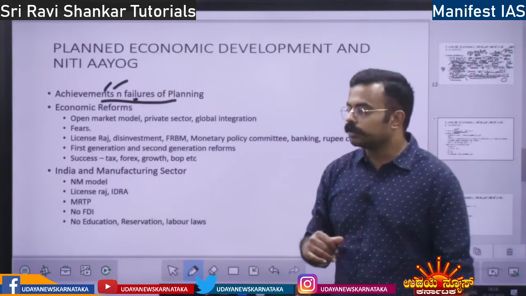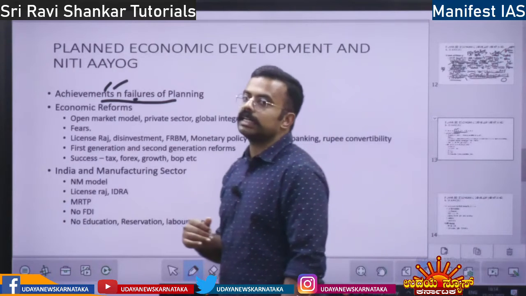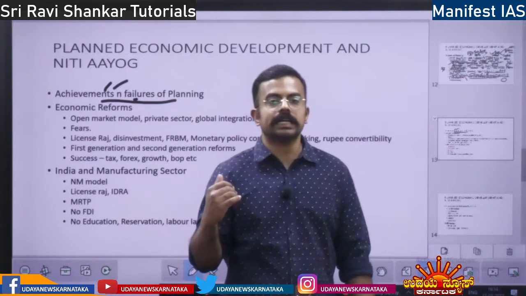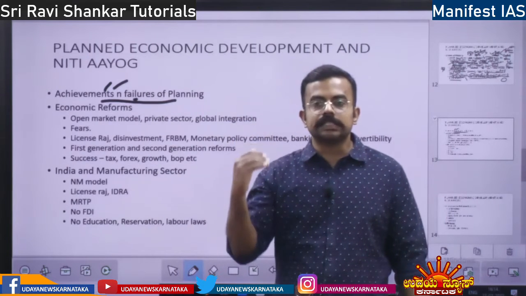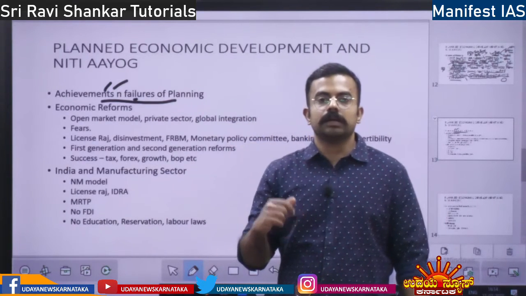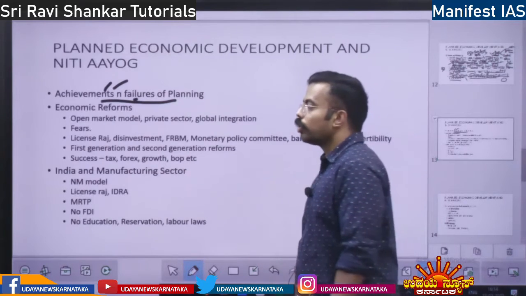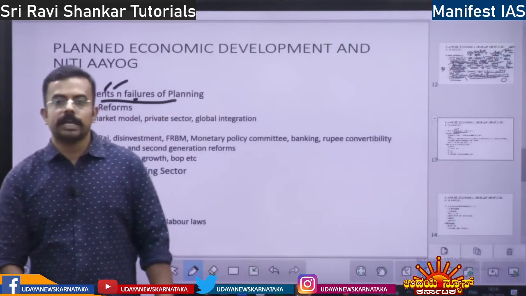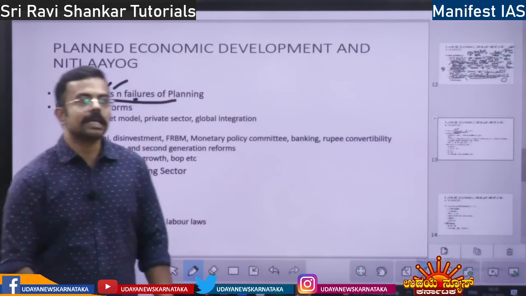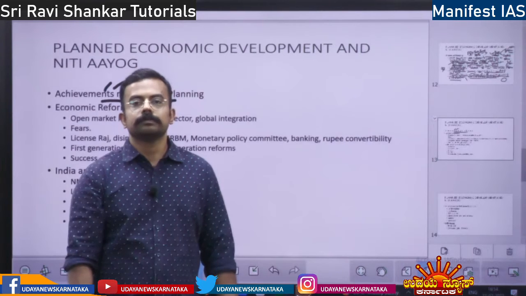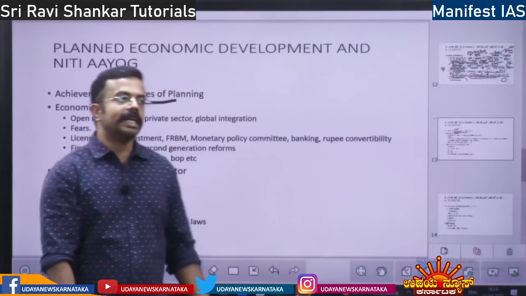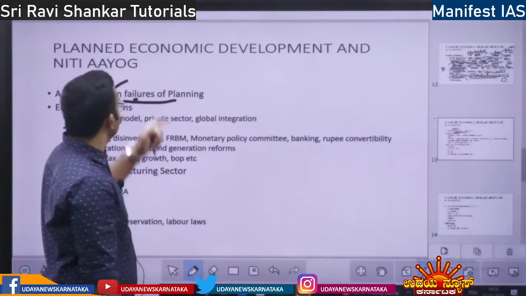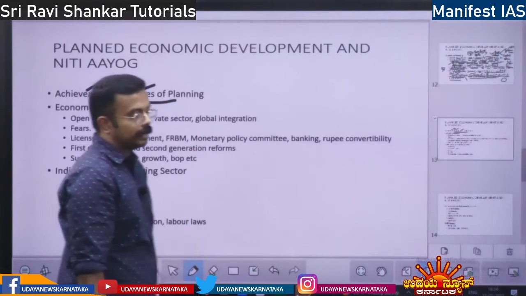Not only life expectancy, health indicators improved: IMR, MMR, infant mortality, maternal mortality reduced, population growth reduced, fertility rate reduced. So all those things, not only in that sector, economically, exports increased, I already told you, fiscal deficit reduced, right? India got foreign investment. So all those things are achievements of planning.